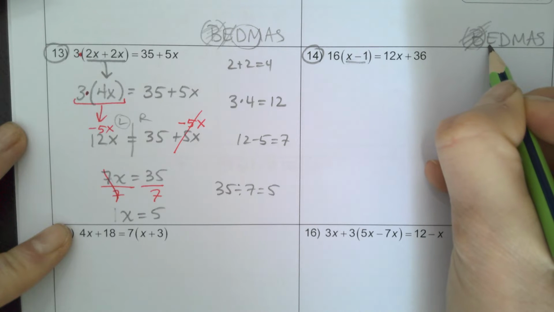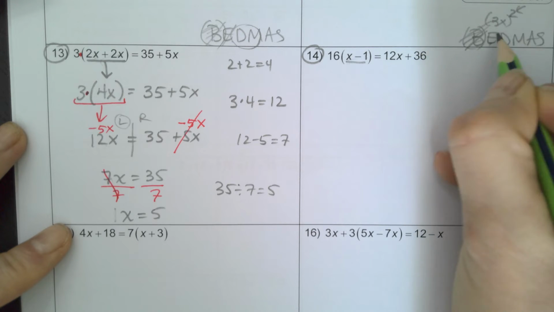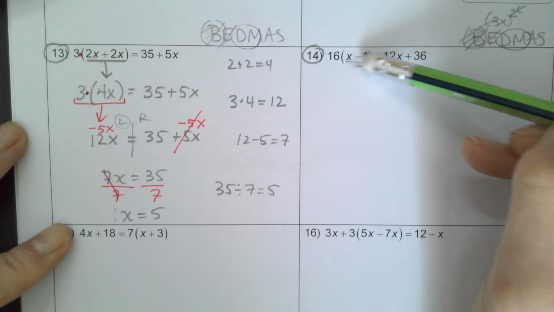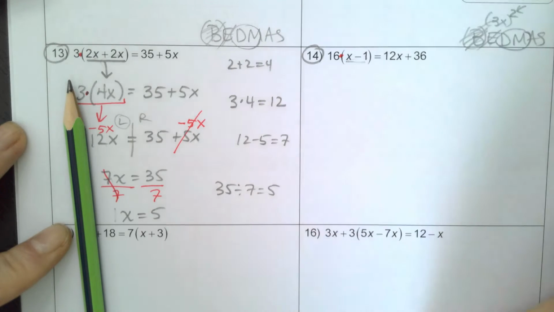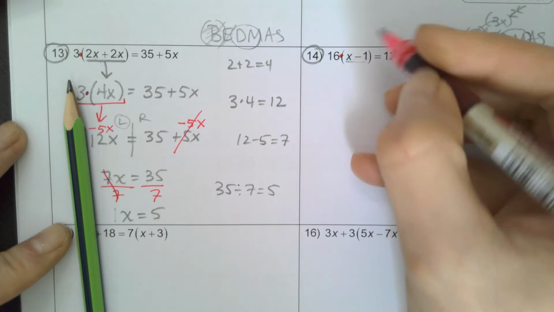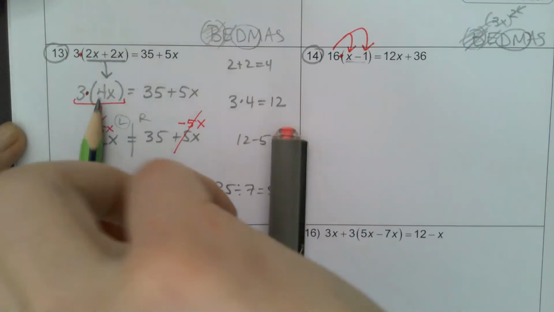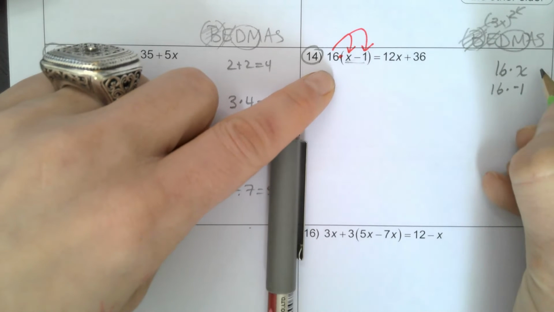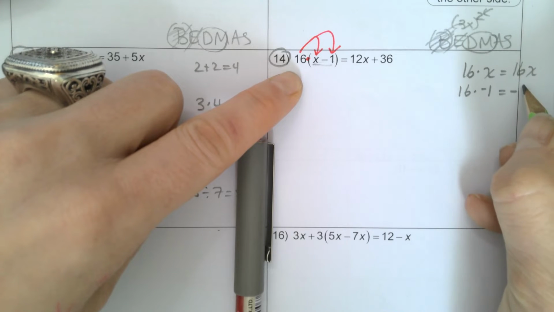Do I have an exponent? Exponent would be like 3x squared. No, I don't have any exponents. Do I have any divide multiply? I don't see any. But wait, right here between the 16 and the bracket, there's a multiply. So this means 16 multiplied everything inside the bracket. So I have to distribute the 16. So that really means 16 times x and 16 times negative 1. Well, that's 16x, and that's negative 16.